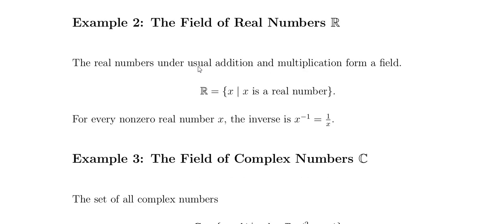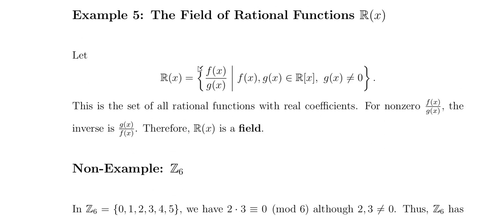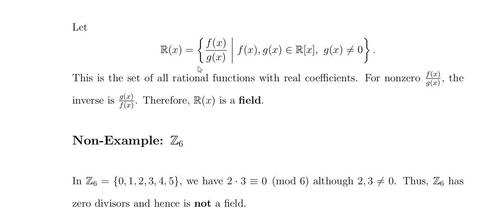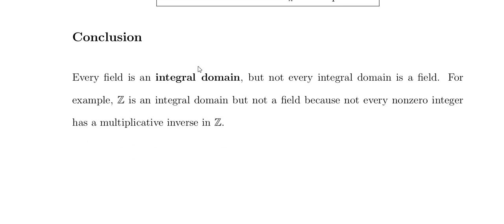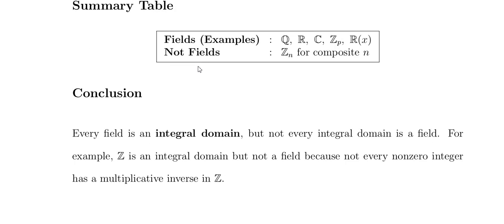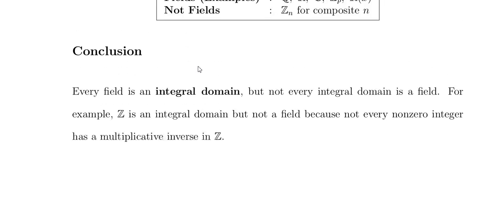The field of real numbers, the field of complex numbers, the field modulo a prime. So the same examples once again. The rational function field with real coefficients, R(x), is a field, and Z6 is not a field. So Q, C, Zp, R(x) are examples for the field.